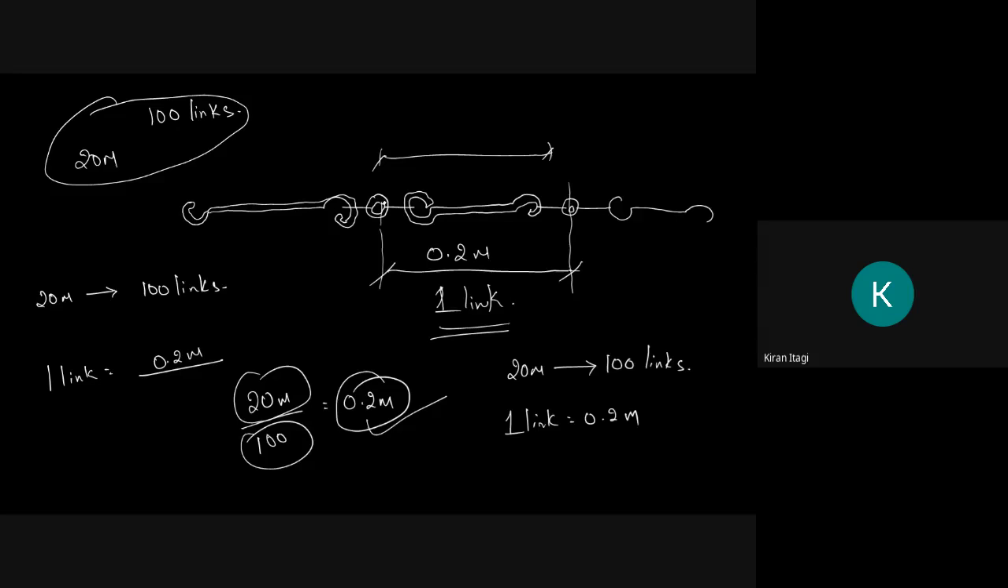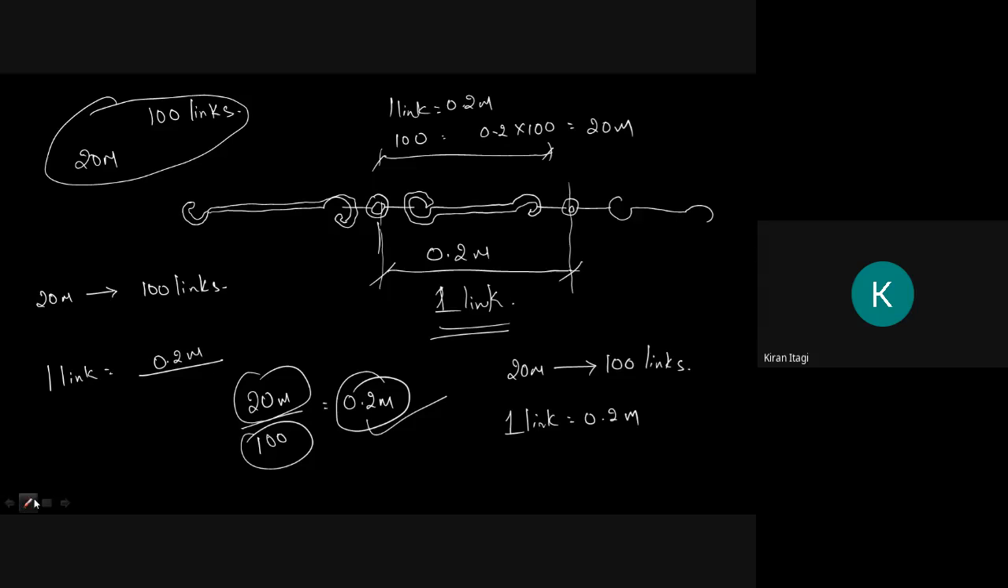So one link equals how much? You can cross check it. One link equals 0.2 meter. How many links are there? 100 links are there. Therefore, 0.2 multiplied by 100 is equal to 20 meter.